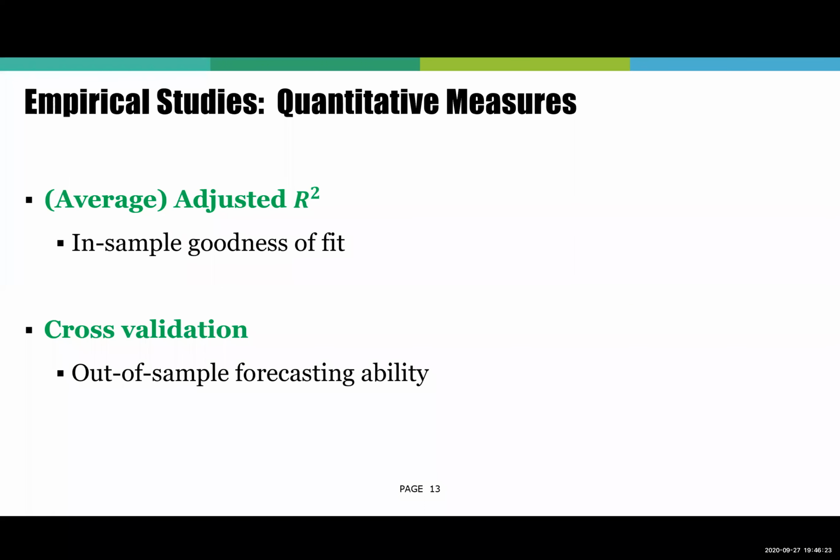To gauge their relative efficiency, we consider two quantitative measures. The first measure is the adjusted R-square, which is a statistical measure capturing how well the model fits the data. The second measure is based on cross validation, which evaluates the out-of-sample forecasting capability of the models.